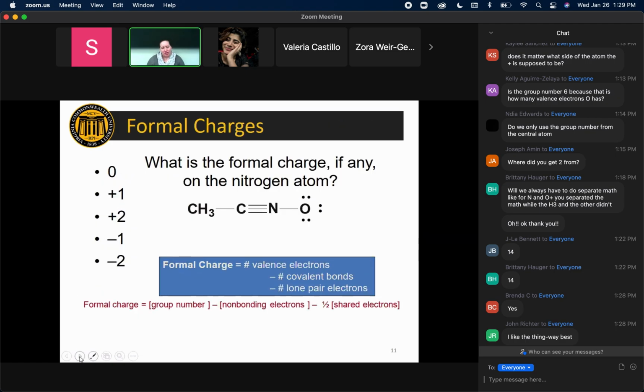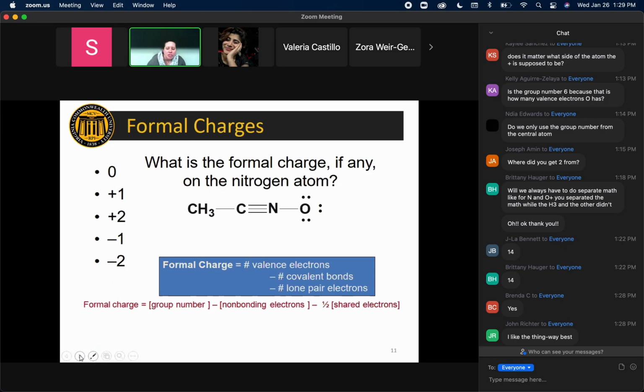Okay, so let's try it on another molecule using whatever method you want to use. I've put the 2 that are harder to remember for me, at least, up on the slide. If you're using the thing method, then hopefully you remember it already. So I want everyone to figure out on their own what the formal charge is on the nitrogen atom. And I've given you some multiple choice options over here on the side.